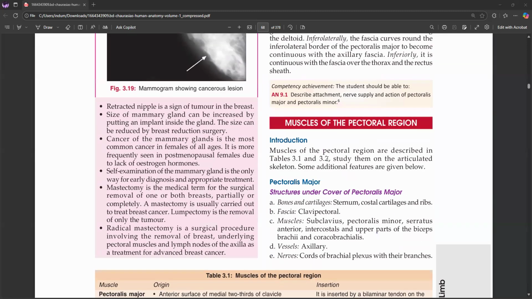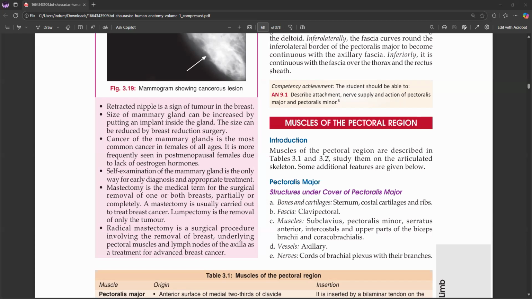Retracted nipple is a sign of tumor in the breast. Size of mammary gland can be increased by putting an implant inside the gland. The size can be reduced by breast reduction surgery. Cancer of the mammary glands is the most common cancer in females of all ages. It is more frequently seen in postmenopausal females due to lack of estrogen hormones. Self-examination of the mammary gland is the only way for early diagnosis and appropriate treatment.